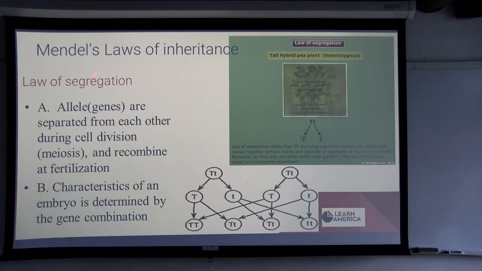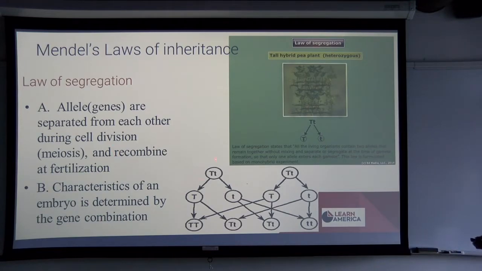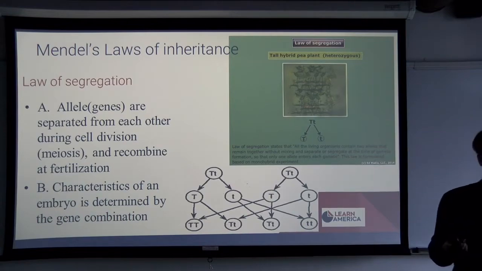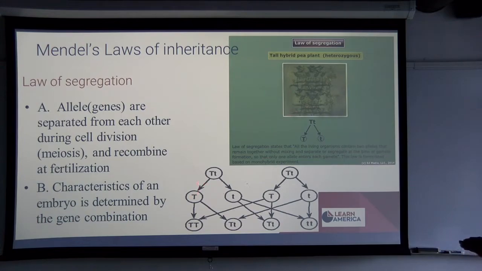The law of segregation states that alleles or genes are separated from each other during meiosis and then recombined during fertilization. Think about meiosis: you have that cell, then the cell goes through cell division. Remember prophase, metaphase, anaphase, telophase, and it goes through it a second time. Then at the end you're going to end up with four cells, which are the egg, or the sperm if it's in a guy. And each one of those cells will have a set of chromosomes.